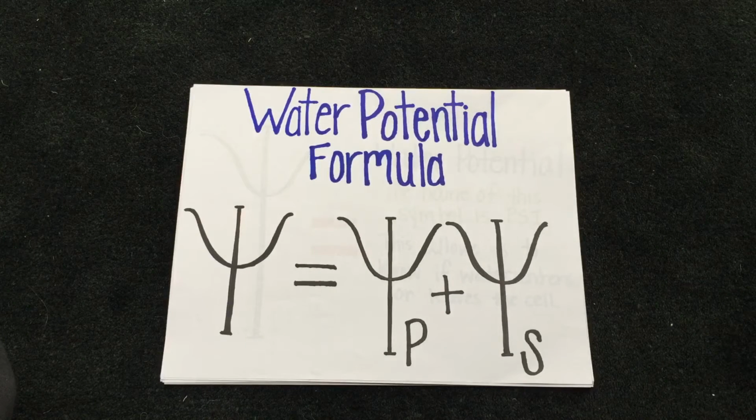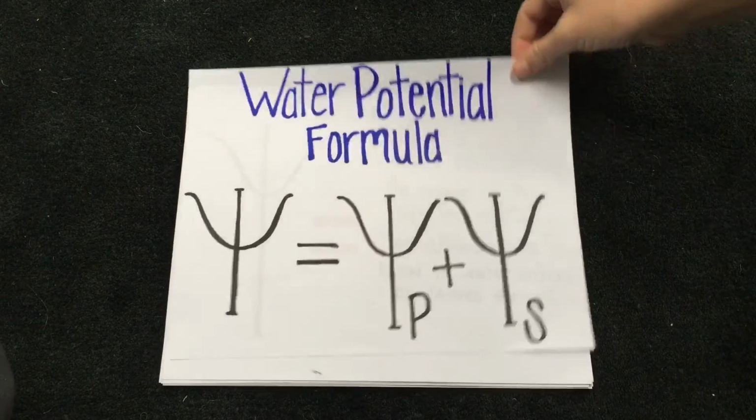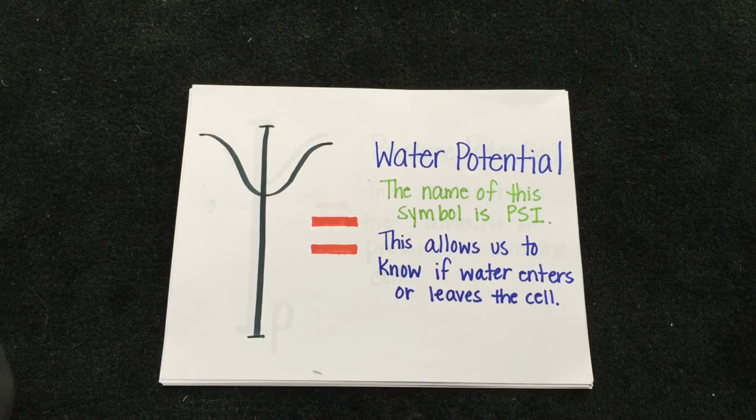This is the water potential formula. It has two major components, pressure potential and solute potential. Both of these are used to determine water potential. This is water potential. Its symbol is known as PSI. This lets us know if water goes in or out of the cell.